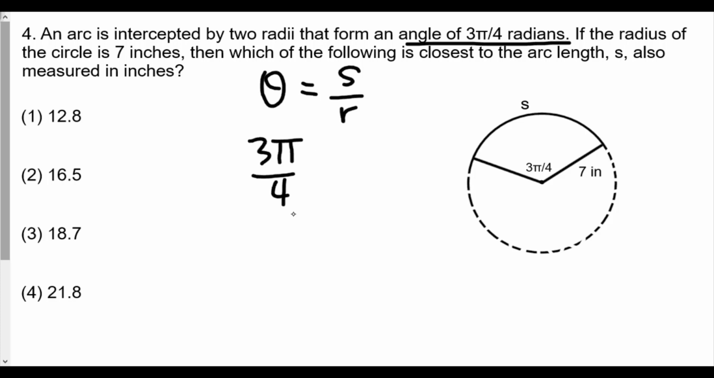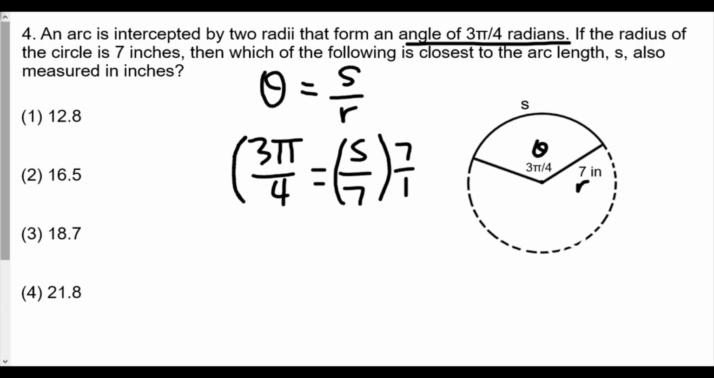So it really helps to have our formula written out for us. We are also told the radius of this circle is going to be 7. So that's r, and that's theta. That's 7, and we're looking for s in this case. Which of the following is closest to arc length s? We'll solve for s, and that just means we multiply both sides by 7. So we get 21 pi divided by 4 is equal to the arc length.